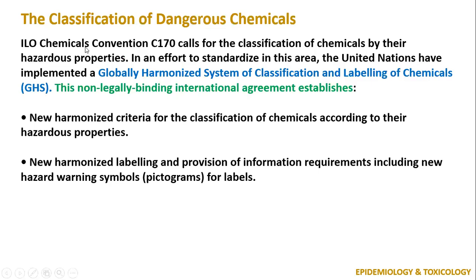So now we are going to see the classification of dangerous chemicals. The ILO Chemical Convention C170 calls for the classification of chemical by their hazardous property. In an effort to standardize in this area, the United Nations has implemented a globally harmonized system of classification and labeling of chemical, in short called GHS.